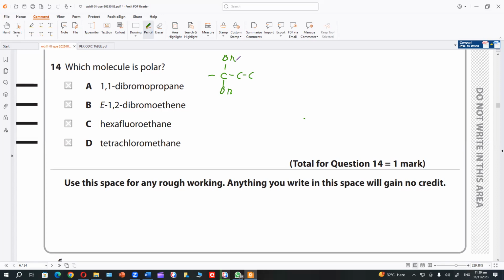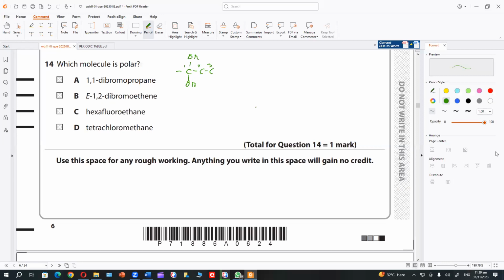This is dibromopropane. This is position 1, 2. Can you tell me, is the carbon-bromine bond polar? Carbon is electropositive and bromine is electronegative. So are carbon-bromine bonds polar? They are polar because bromine is electronegative. So this is partially plus and minus.